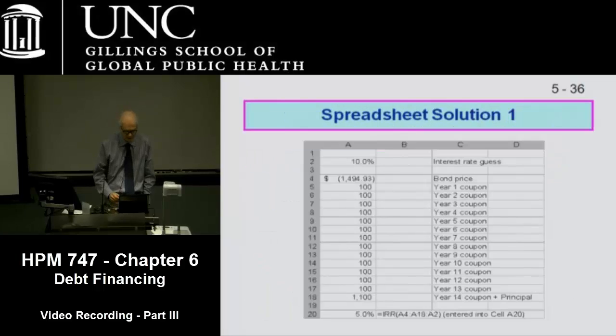And what we do is we can do two things here. We can use the IRR formula, which essentially is we got the bond selling for $14.94. We have all those coupon payments of $100, and then we have the principal repayment. We highlight those cells and use the IRR formula, and you'll get 5%, which, surprise, surprise, is the going rate in the market.